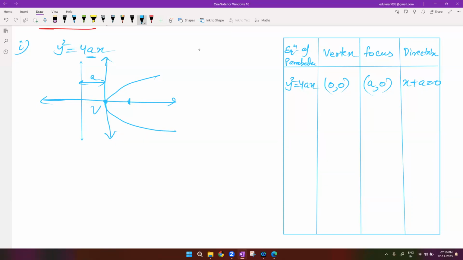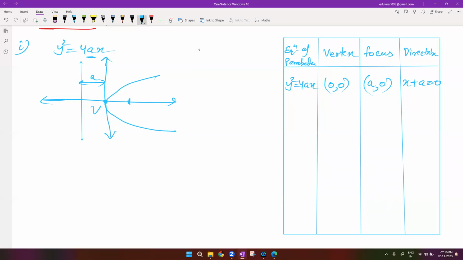This fixed line is called directrix and this fixed point is called focus. So if you draw a figure taking a constant point and a constant straight line, and if you draw a figure on which all the points lie at an equal distance from this fixed point and from this fixed line, then that figure will always be a parabola. Right? This is how we define it.